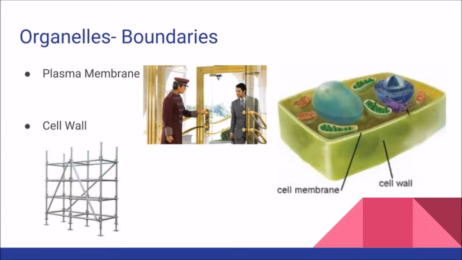Then there's the cell wall, which is only in plant cells, and it's mainly made of cellulose. And think of it as like the scaffolding for cells. It will always be rigid to allow for structural support so it doesn't collapse.